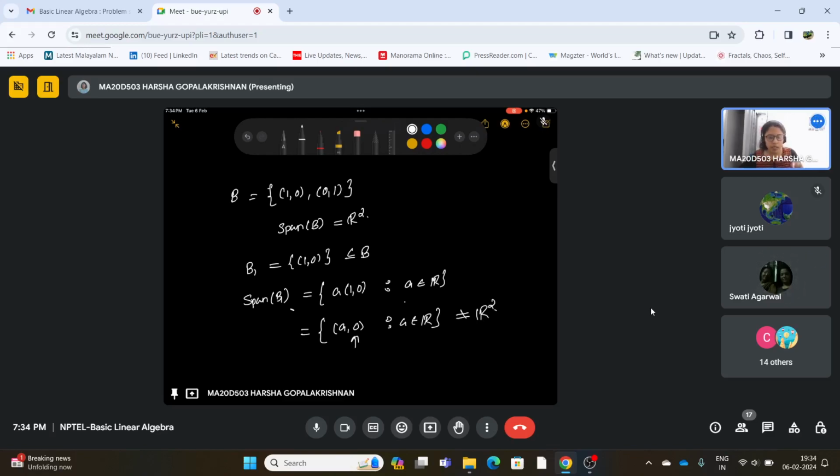In the same way, if B2 is the set containing just 0 1, then the span of B2 equals the set of all (0, a) such that a in R. It is also not equal to R2. That means if we take any proper subset of this, it does not span the whole R2. So this B is a basis.